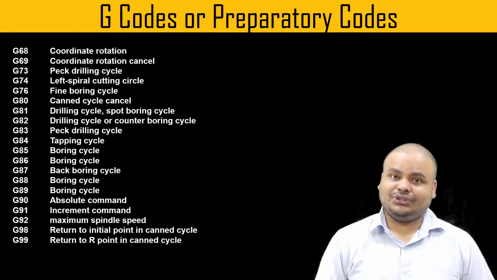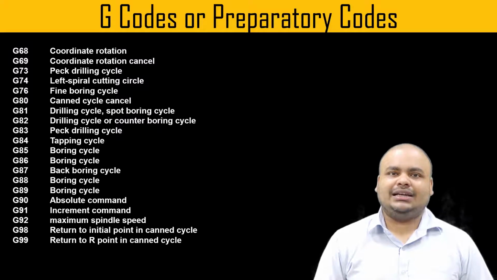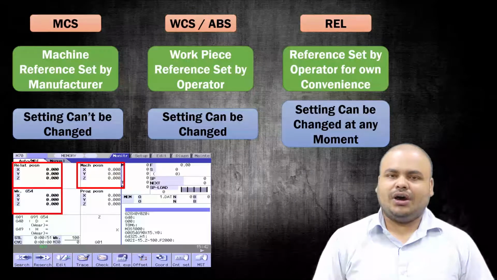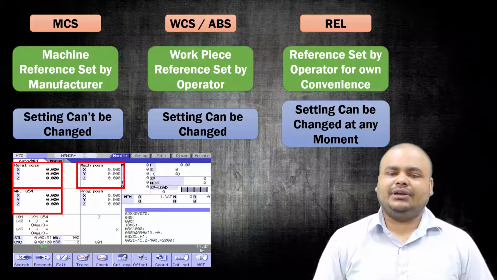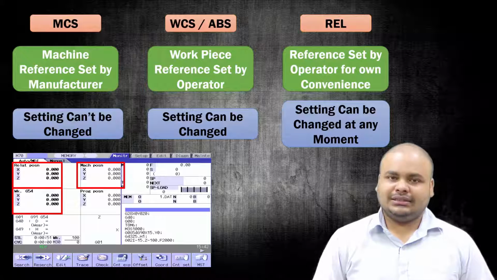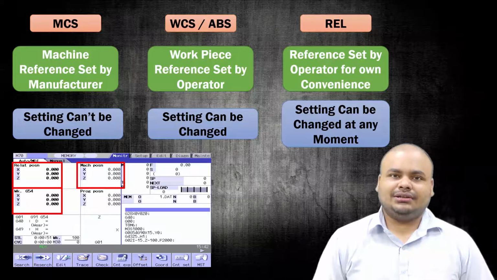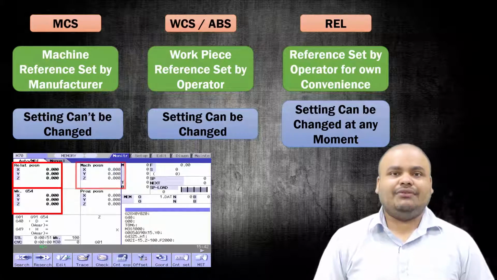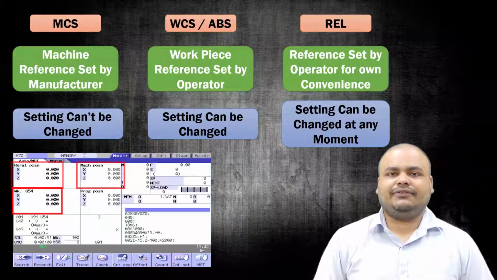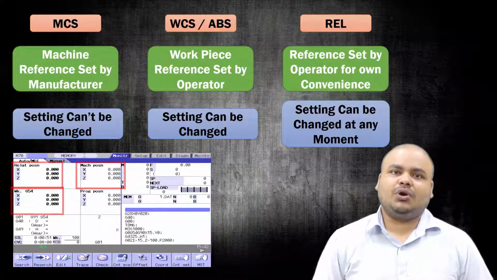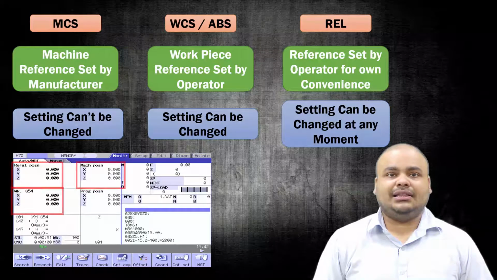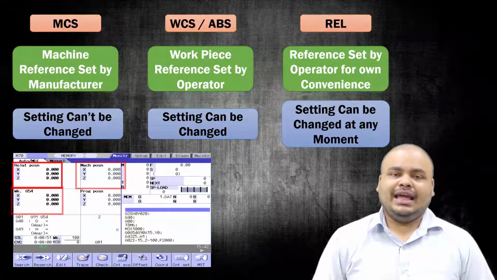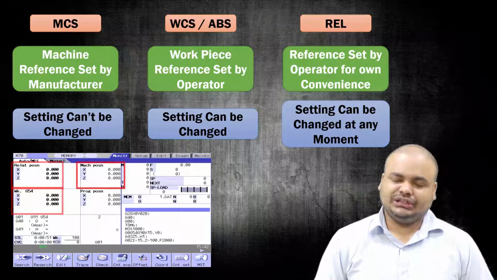First of all, before starting the G codes, I'll share a few things with you regarding machine coordinate system, work coordinate system and relative value. These are the three different values which are present in the CNC machine position screen. First of all, MCS is what? Machine coordinate system. This coordinate system is set by the manufacturer of the machine and these coordinates cannot be changed.